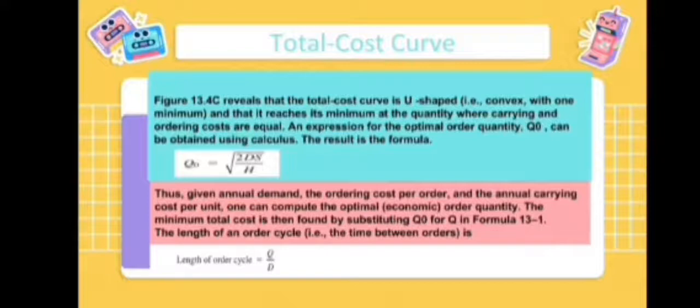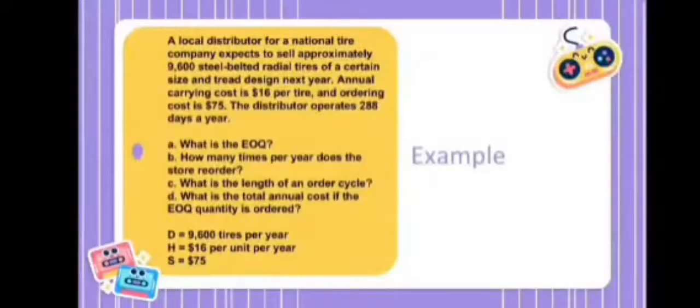Q over D. So, for example, a local distributor for a national tire company expects to sell approximately 9,600 steel-belted radial tires of a certain size and tread design next year. Annual carrying cost is $16 per tire, and ordering cost is $75. The distributor operates 288 days a year.